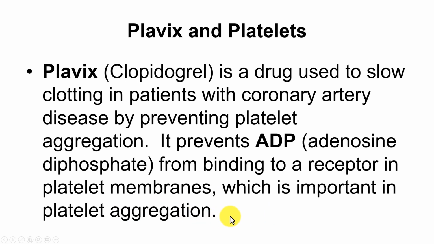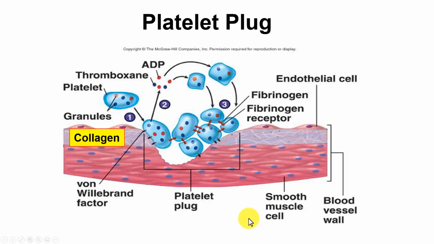Plavix, or clopidogrel, is a drug used to slow clotting in patients with coronary artery disease by preventing platelet aggregation. It prevents ADP, adenosine diphosphate, from binding to a receptor in platelet membranes, which is important for platelet aggregation.